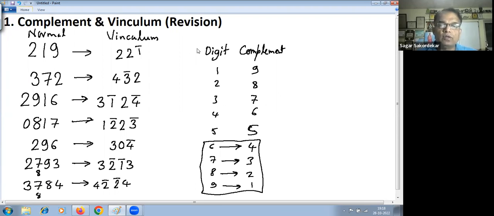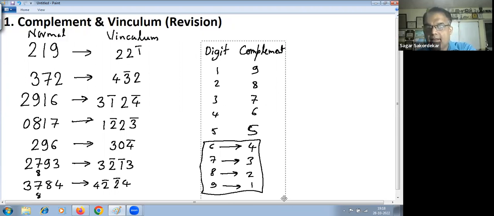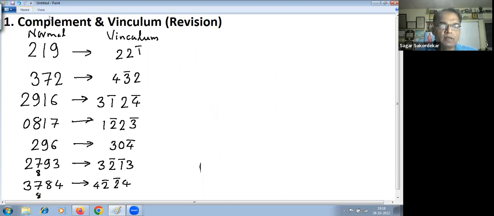So next, you should know the reverse. Just to save time, we'll try and convert this back to normal. We already discussed that you can try any number of examples like this. For converting Vinculum back to normal, start from the rightmost digit. Wherever a digit is negative, you take complement and reduce one.